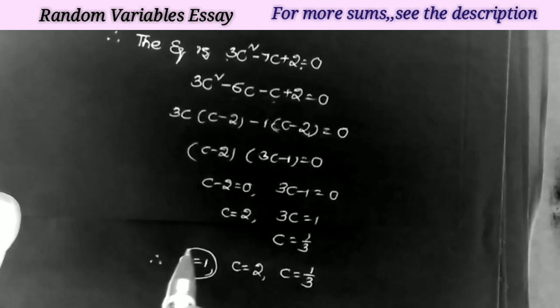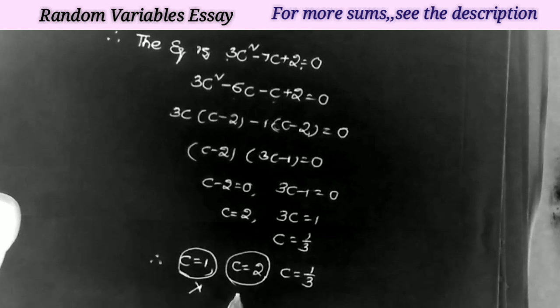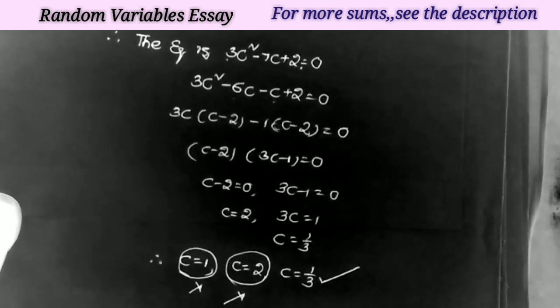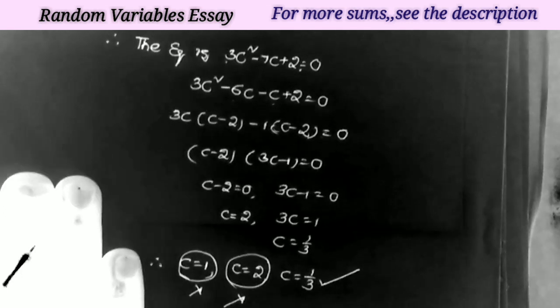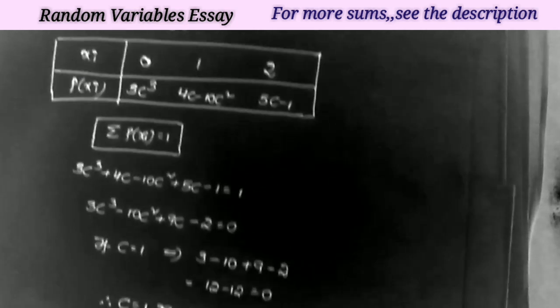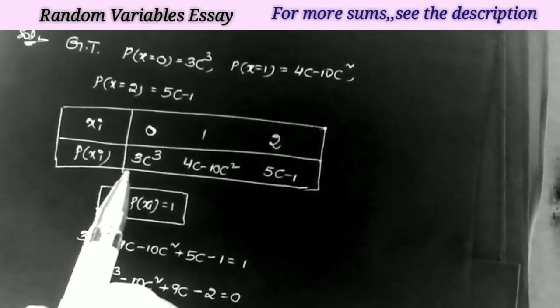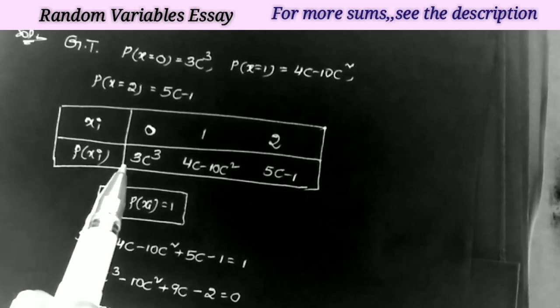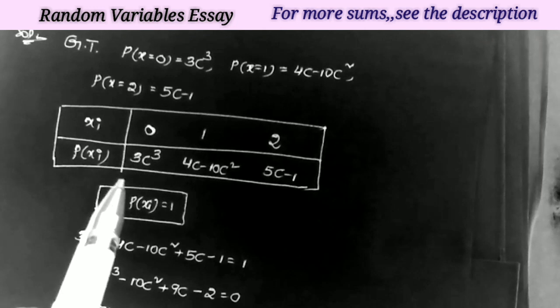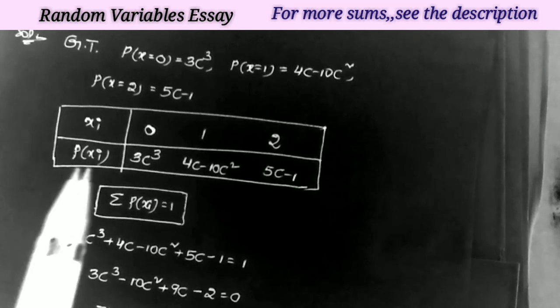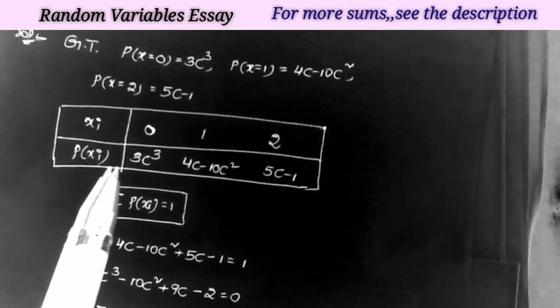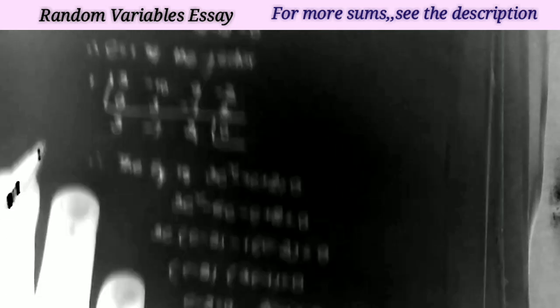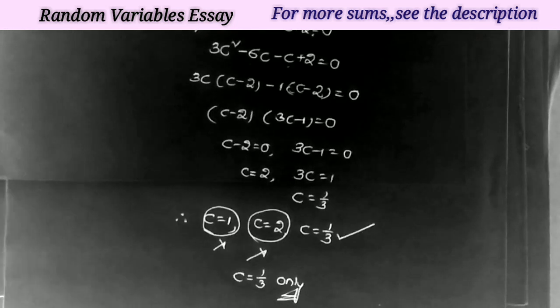But here we don't take these two values, c is equal to 1 and c is equal to 2. We take c is equal to 1 by 3 only. Why? Because when we take c is equal to 1 or c is equal to 2, then we get probability values which are more than 1. So see here, when we take c is equal to 1, then what do we get? 3 into 1 is equal to 3. This is the probability value which becomes greater than 1. So we don't take c is equal to 1 or c is equal to 2. We take only c is equal to 1 by 3. Okay. Now the first question is completed here.